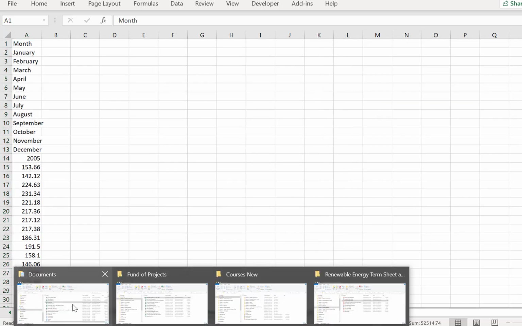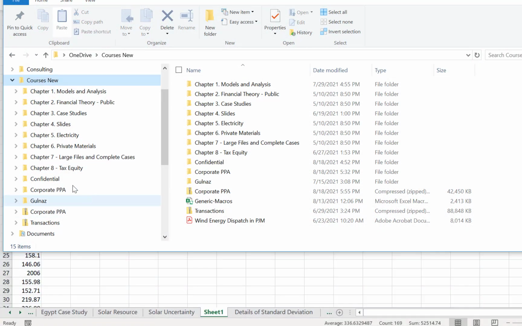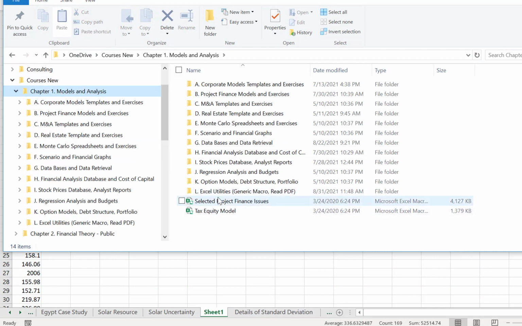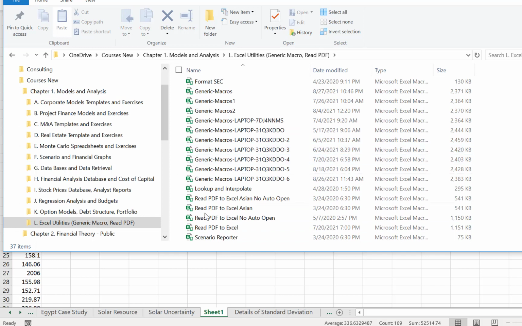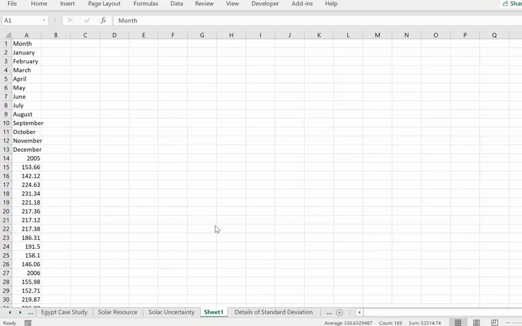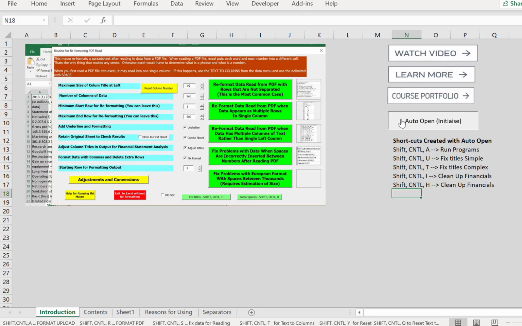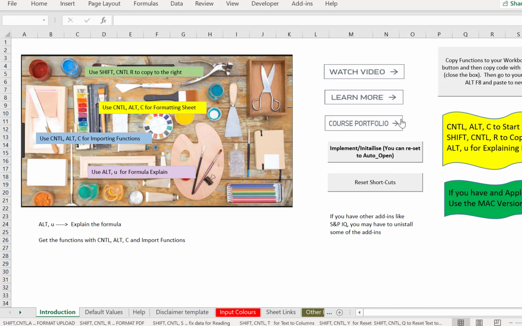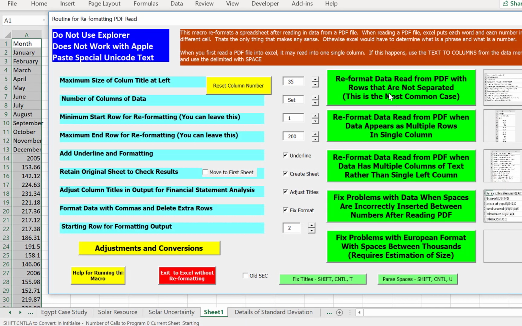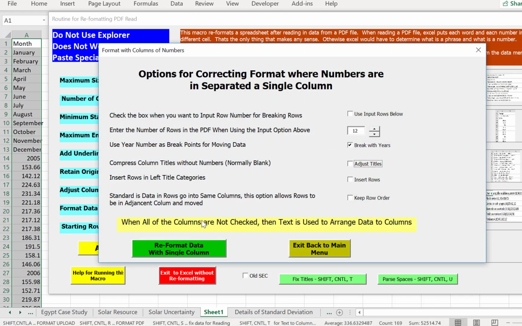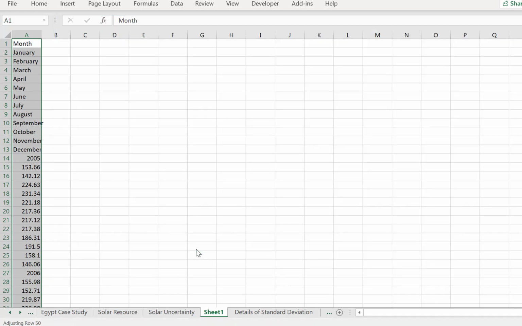Then you go to my website, and you go to chapter number 1, and you go to the Excel utilities, or it's on the first page of this, and I get my read PDF to Excel program that people don't seem to like very much, but on this one I think it really helps. You press Shift Control A, and you just press the second one and the green column, and it will array it for you.